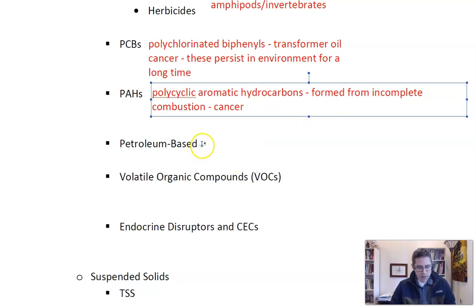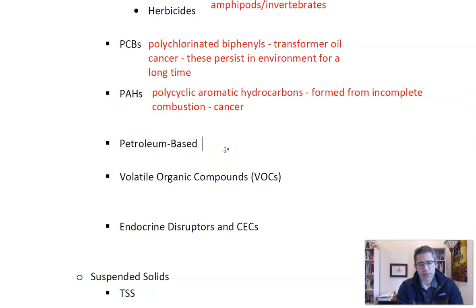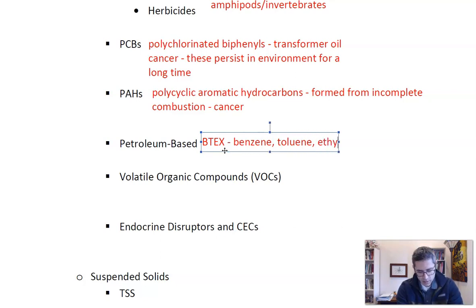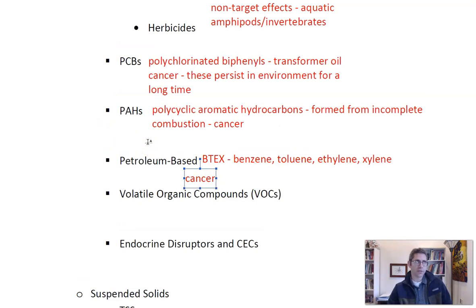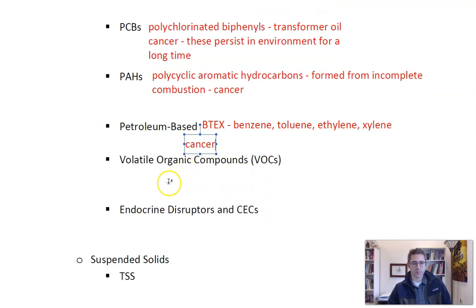And then there's petroleum-based ones. So I'll just use as an example, BTEX stands for benzene, toluene, ethylbenzene, and xylene. These are the main compounds that are problematic in fuels like gasoline. Cancer, big problem of those. There's lots of other chemicals that can be in petroleum-based or other petroleum-based organic chemicals as well, but those are some of them. VOCs, volatile organic compounds.